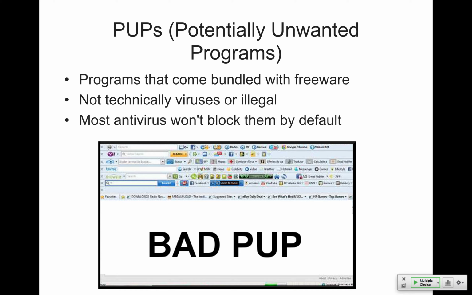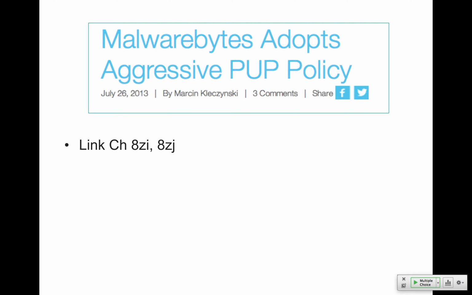These are PUPs that will do garbage like this, put all these toolbars in your browser and stuff. Malwarebytes is the only company that has chosen to block PUPs, which means they have to put up with a ton of lawsuits from these companies, and the big guys like Norton and McAfee won't do it, but Malwarebytes will. So their product will remove PUPs and block PUPs. If you get the pay version, you get real-time protection. And it is not a technical issue, it's a political, legal issue of blocking PUPs.